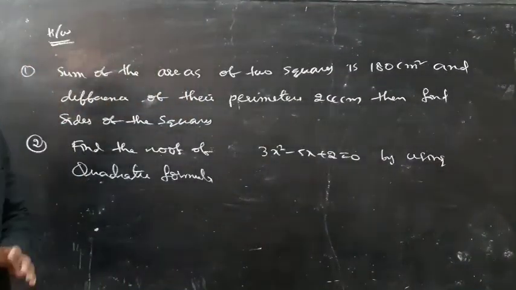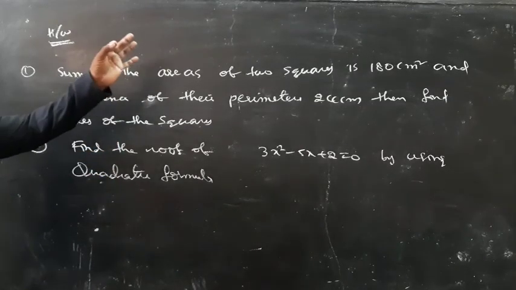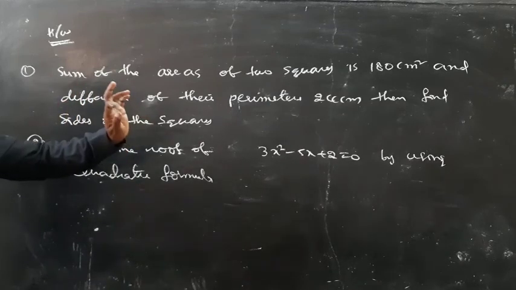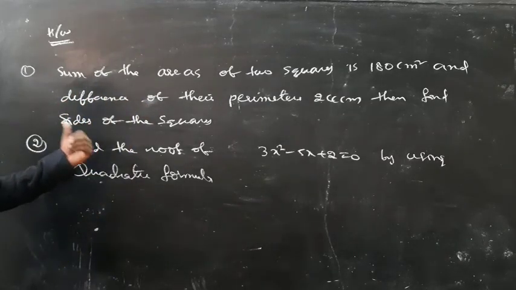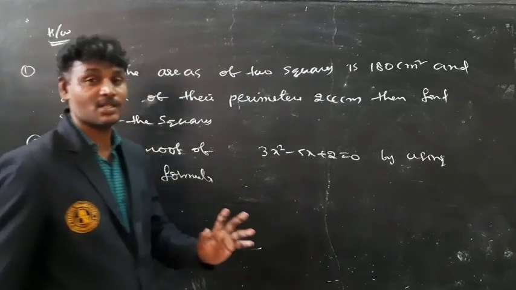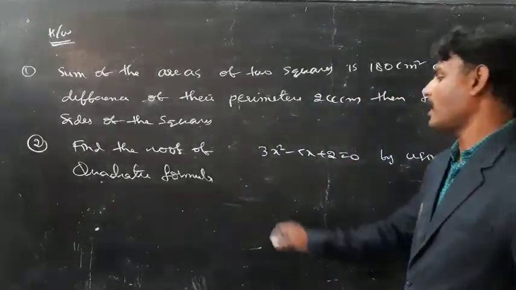So here are the homework questions. The sum of the areas of two squares is 180 centimeters square and the difference of their perimeters is 24 centimeters. Then find the sides of the squares. Find the roots of 3x square minus 5x plus 2 is equal to 0 by using the quadratic formula.